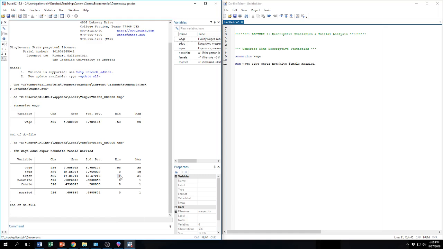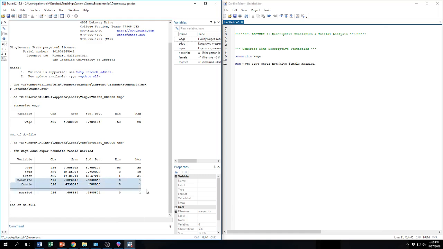The minimum level of experience is 1. So the person with the least amount of experience in the data has 1 year of experience, and the person with the most has 51 years of experience. Okay, so this is all pretty intuitive.